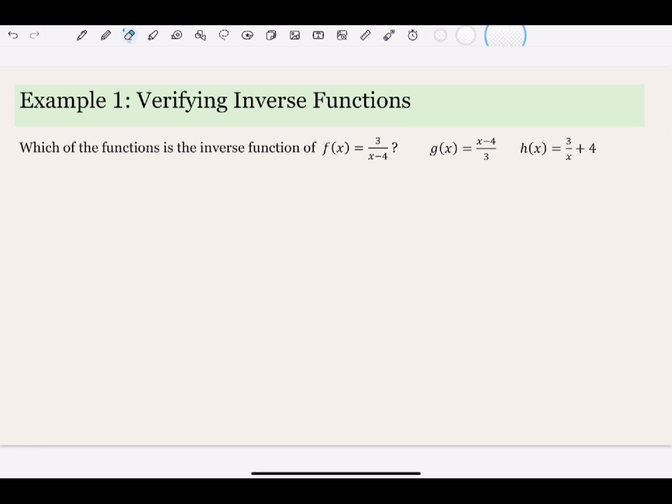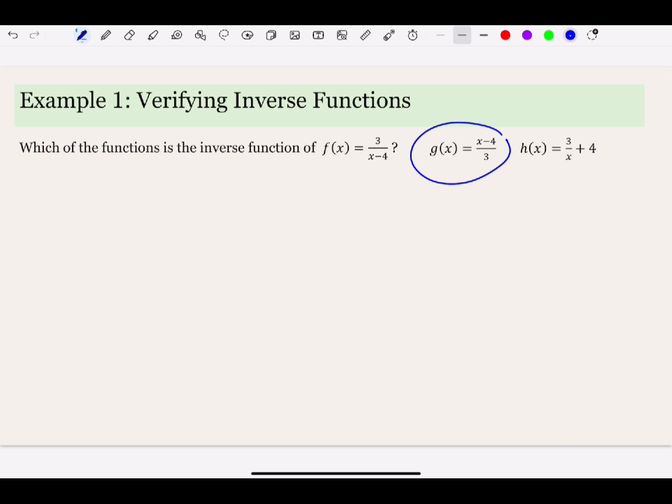In this example, you have a function f of x, and you have to test which function is the inverse of this f of x. Here we have two candidates. To do that, we need to get the compositions. If the compositions of the two functions are equal to x, then we can determine they are inverses of f of x. So first of all, let's start with g of x.